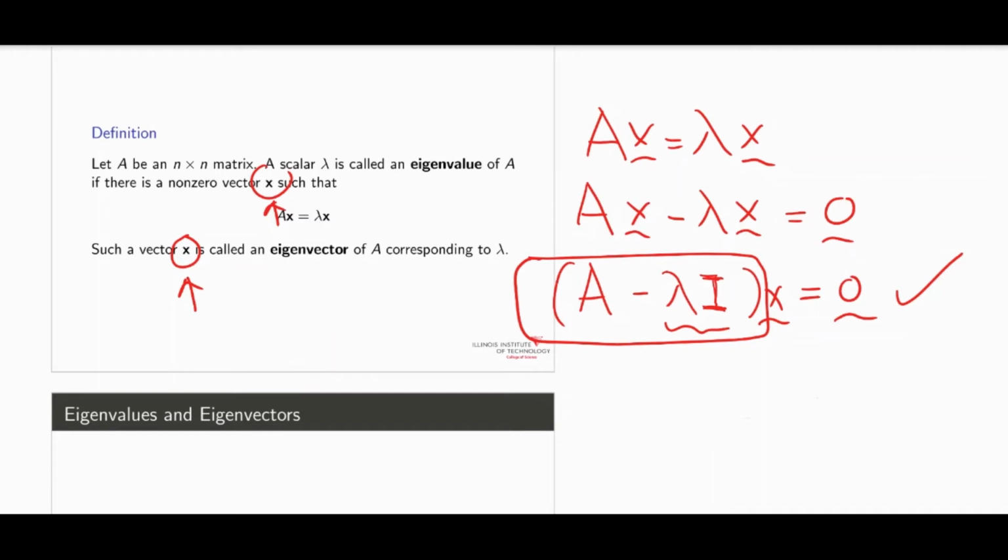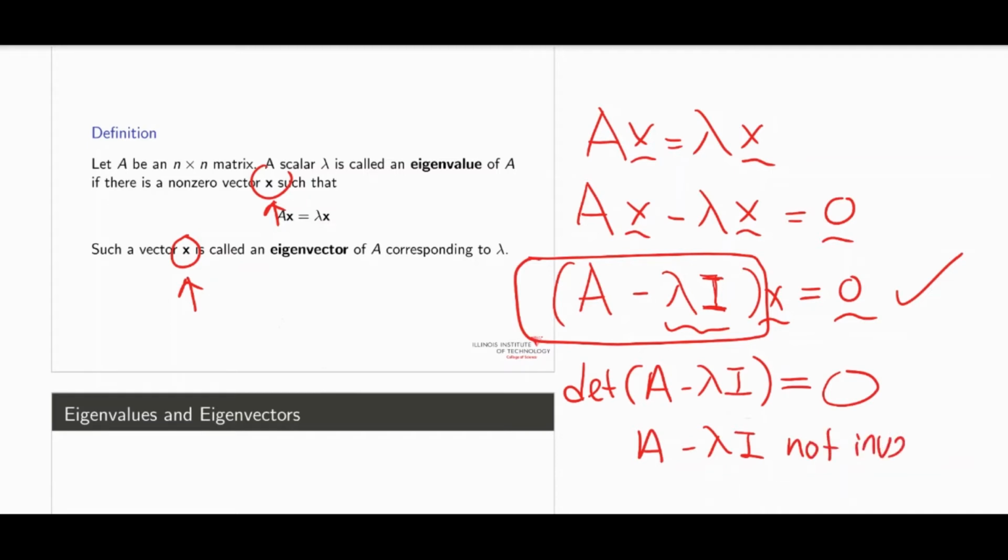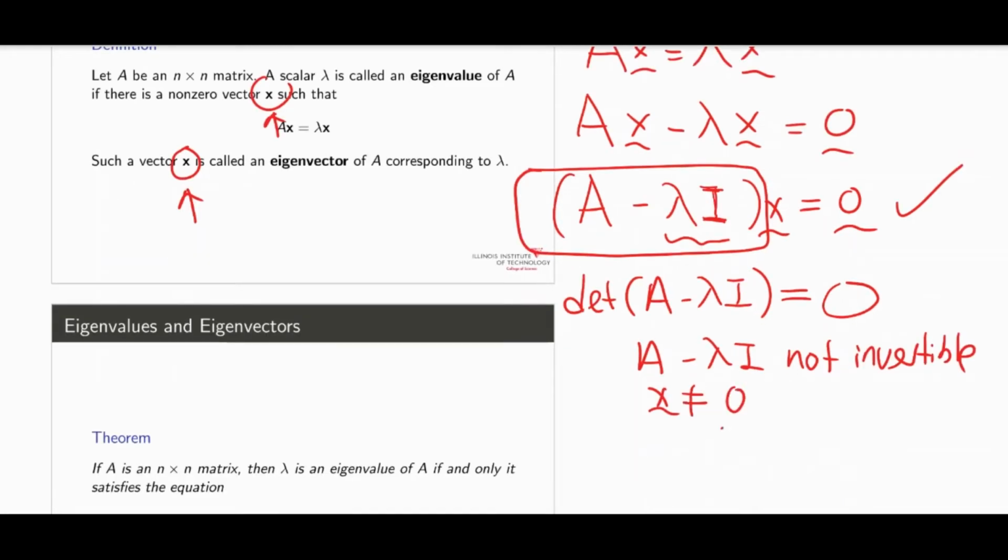So how do you do that? Well, if you set the determinant of A minus lambda I equal to 0, then this matrix A minus lambda I will not be invertible. This is definitely not invertible now. Then you will get an x that is not equal to 0.